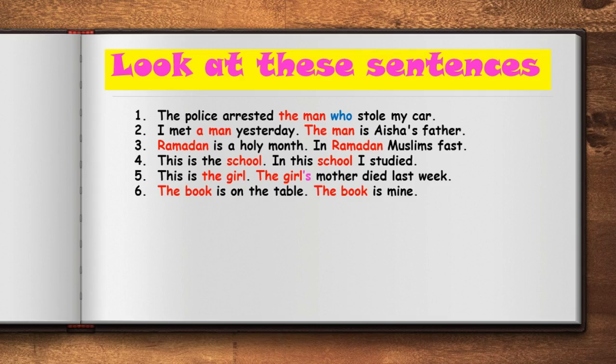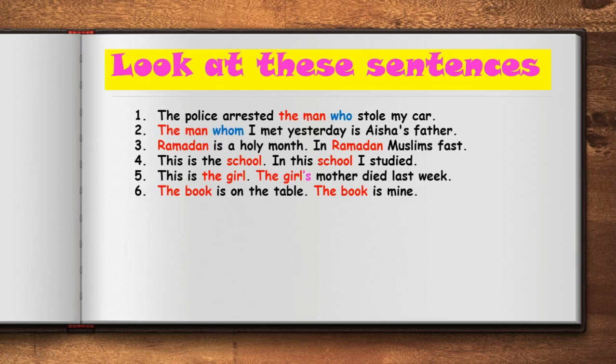The same thing for sentence number 2. I met a man yesterday. The man is Aisha's father. Again, we've got two sentences here, and we've got a word that keeps repeating, a man and the man. So here, the man is the subject of the first sentence, but a man in the second is the object of this sentence. So when we're talking about a man as an object, or a person as an object, we use a different relative pronoun. And the sentence might look like this: the man whom I met yesterday is Aisha's father.